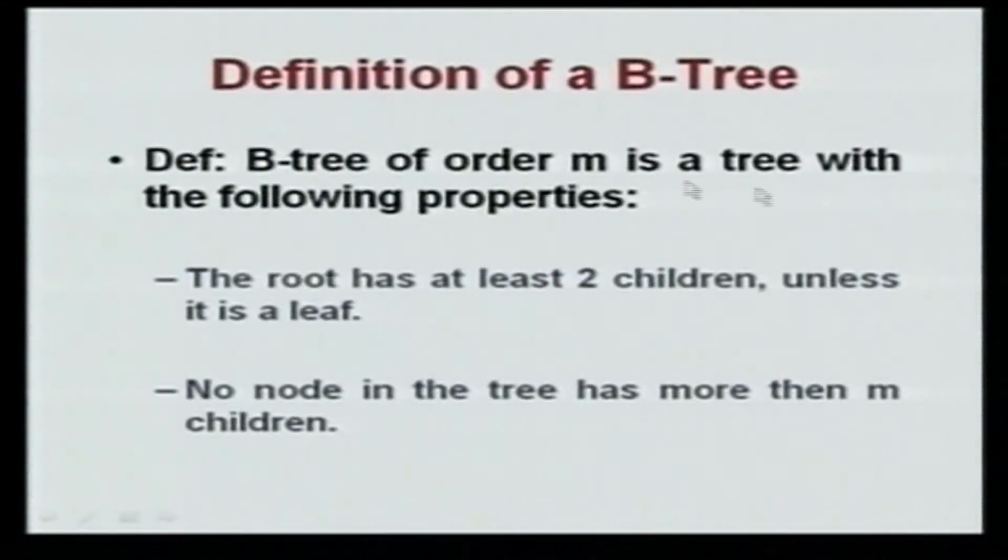If you have a large number of keys and you do not allow too many children, then what will happen? The height of the tree will increase. Our main idea is that the height should be relatively small. So, you allow as many children as possible; it is an optimum value that you will have to choose. A B tree of order M is a tree with the following properties. The root has to have at least 2 children, it cannot have fewer than 2 children unless it is a leaf, and no node in the tree can have more than M children.